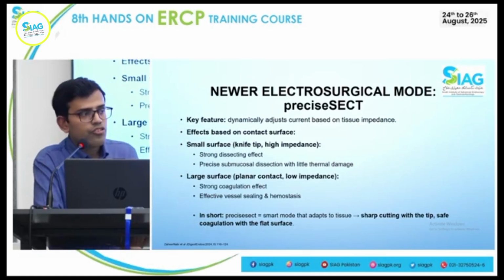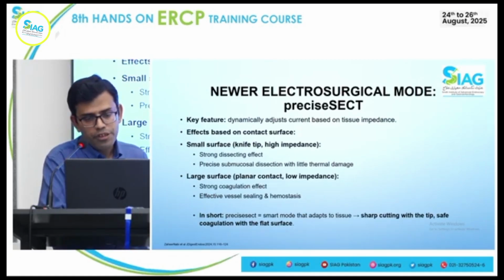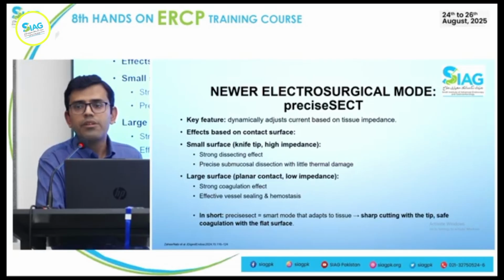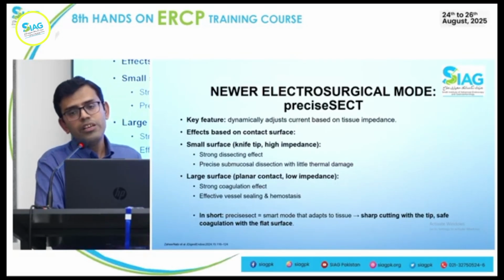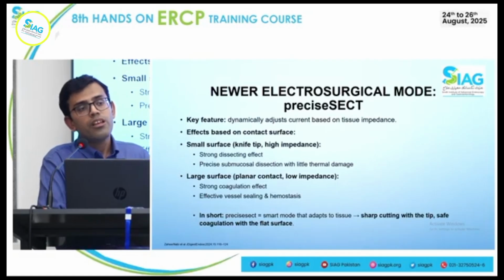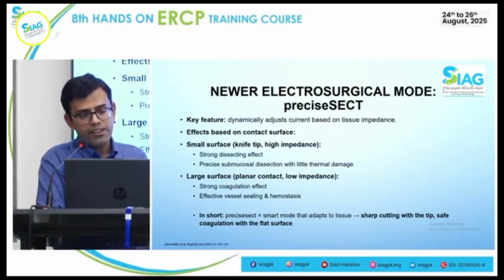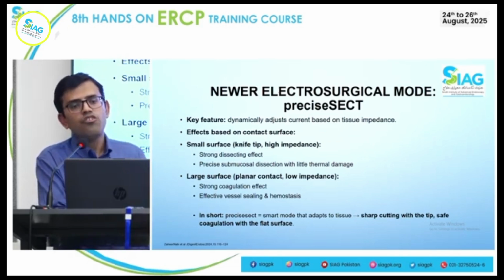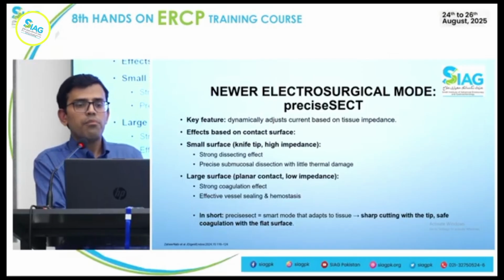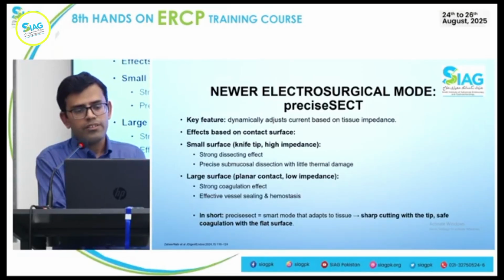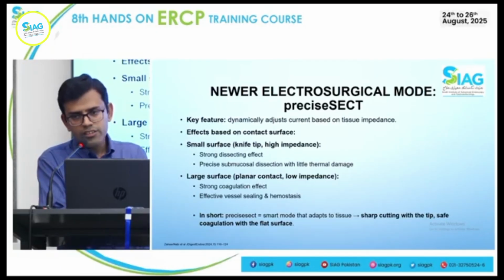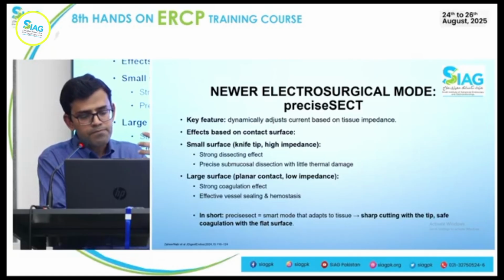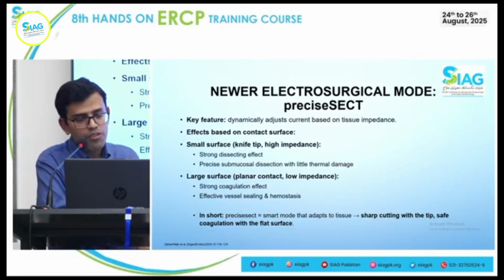There is a newer electrosurgical mode. I'm sure the experts here must be using it, especially for third space endoscopy. It's the precise sect mode. Now, this is a very dynamic mode because it not only helps in dissection, but also helps in coagulation at the same time in a very effective manner, because it is set in such a way that it adjusts current based on tissue resistance. And it depends upon the contact area with the electrical device. If there is a small surface, it will have a dissecting effect. But if there is a large surface, it will have a coagulation effect, a hemostatic effect, especially for sealing the blood vessels.